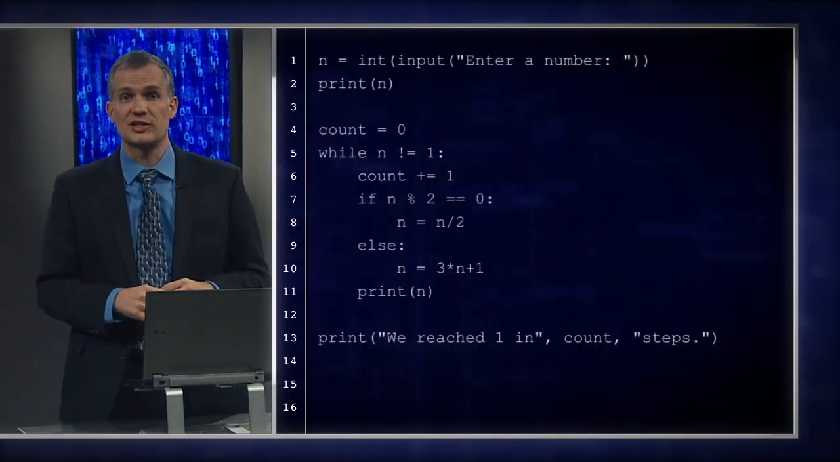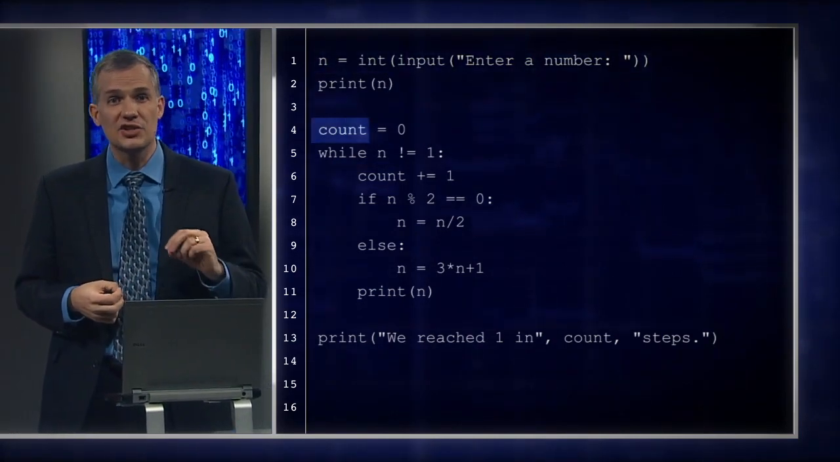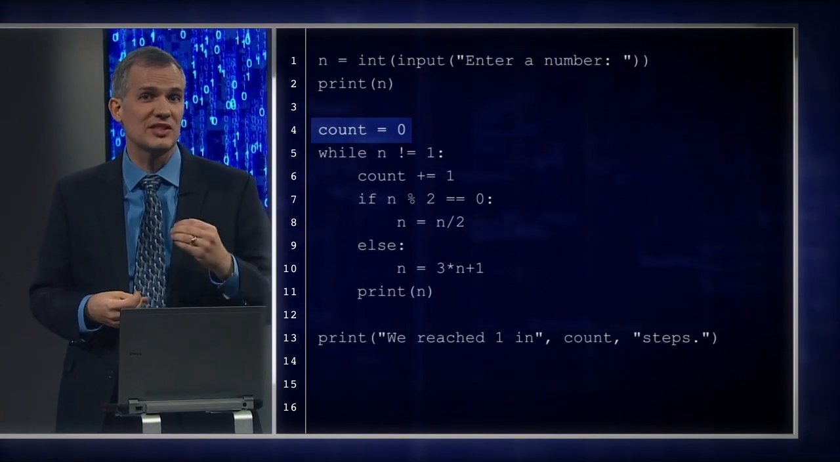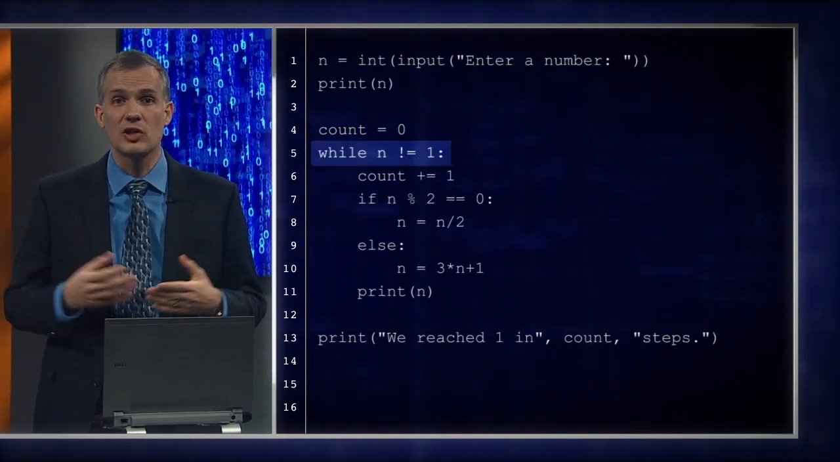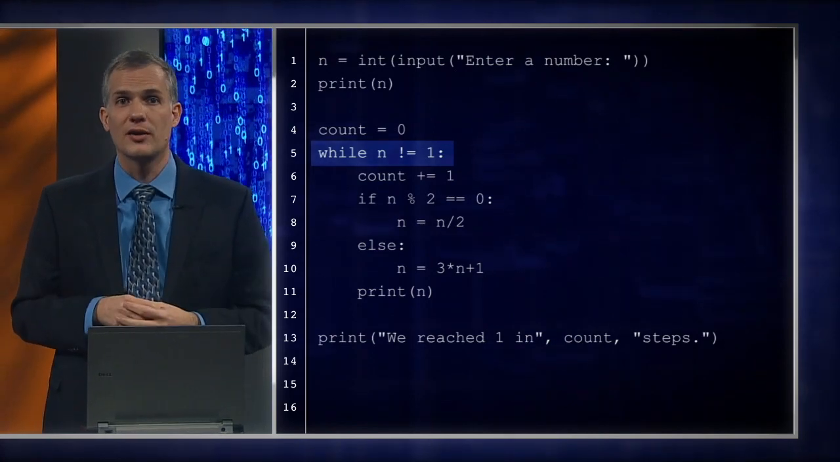Here's some code to do this. We'll start by reading in the starting number n, and we initialize the count of the number of steps to 0. Then we have a loop. The loop will continue as long as our number n is not 1.